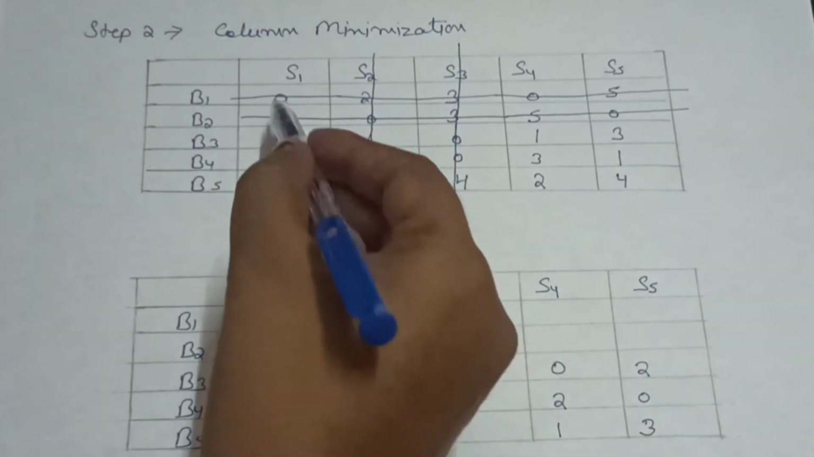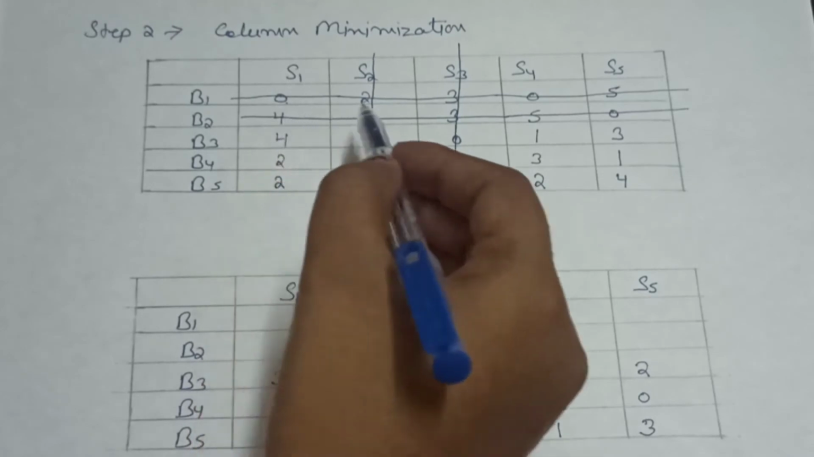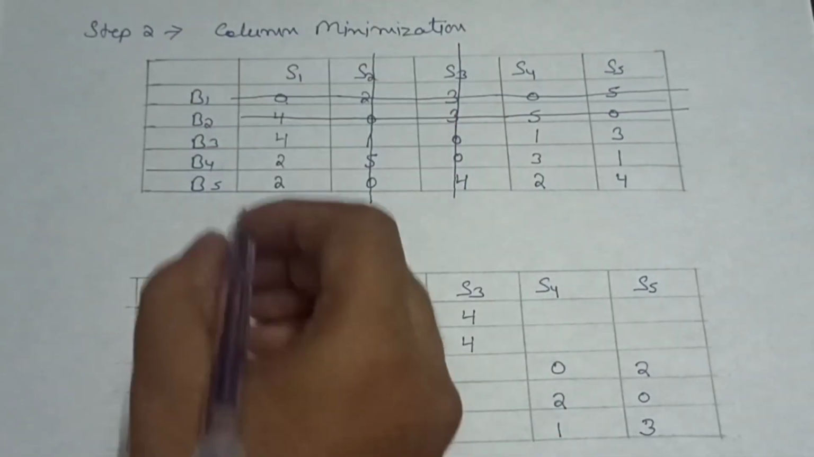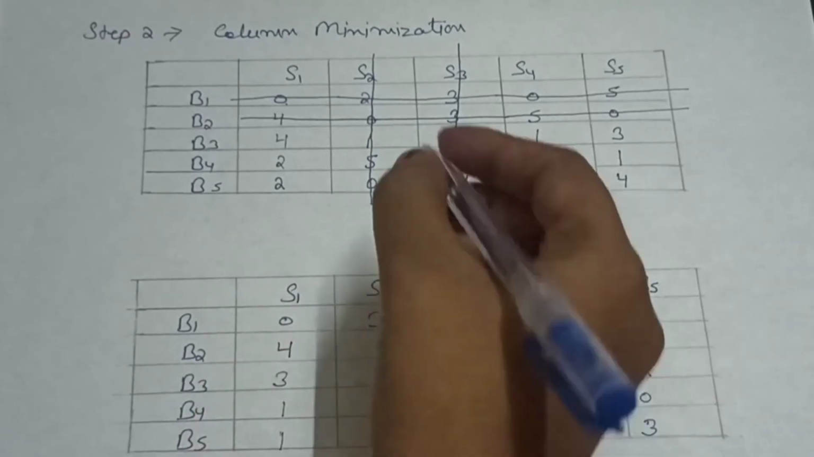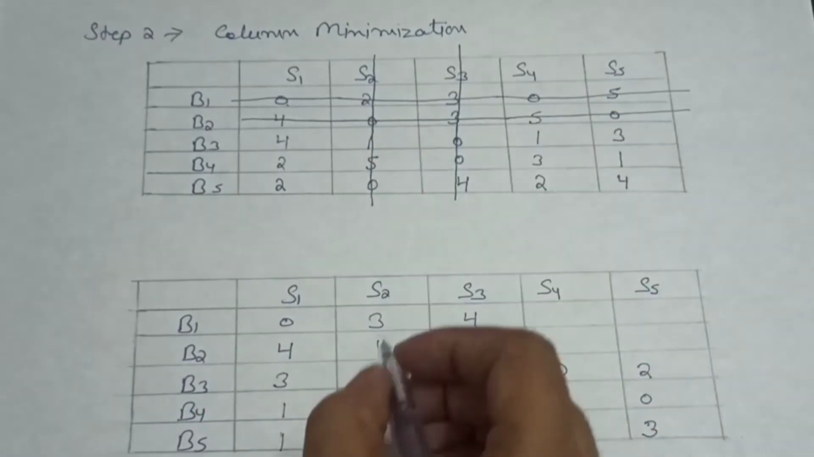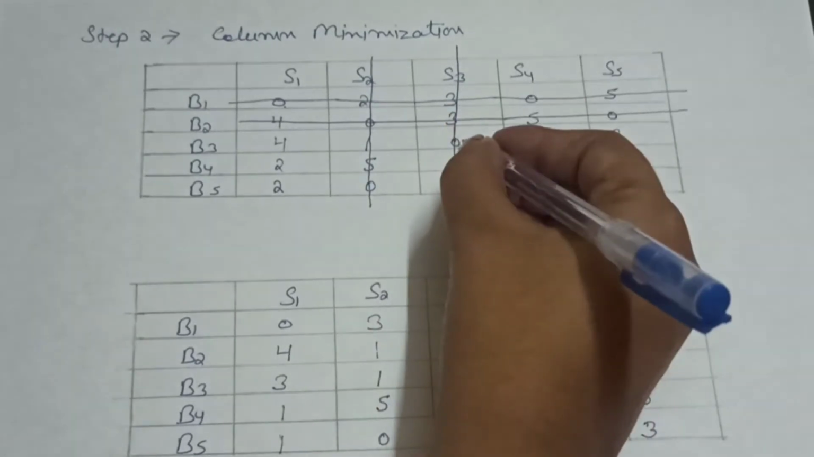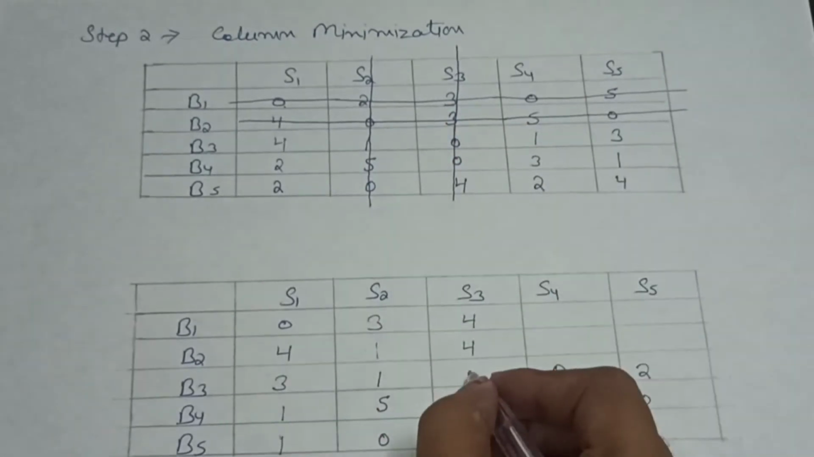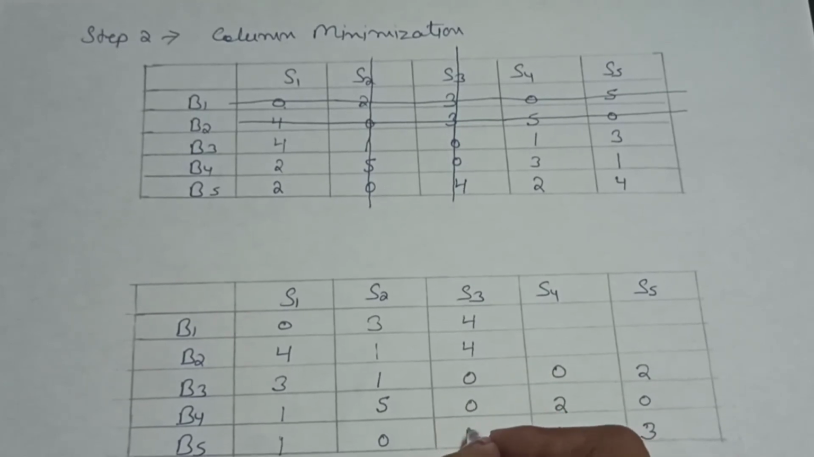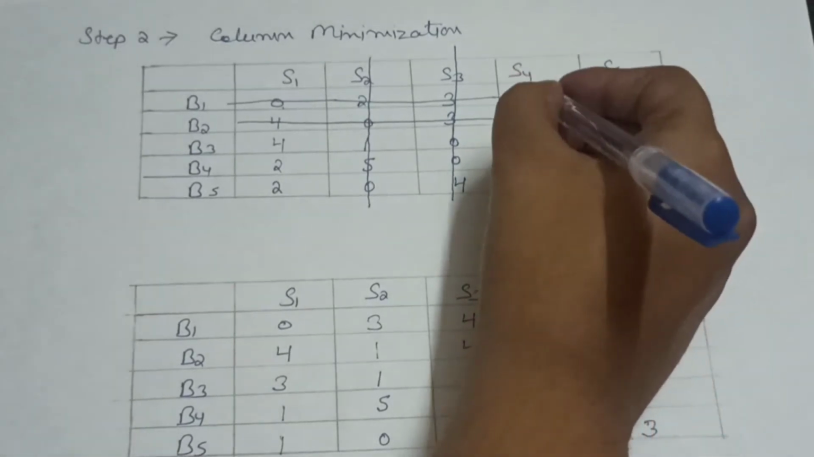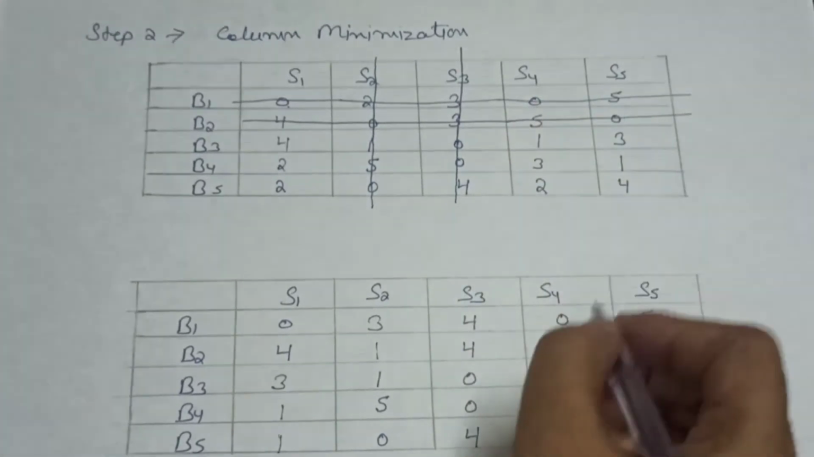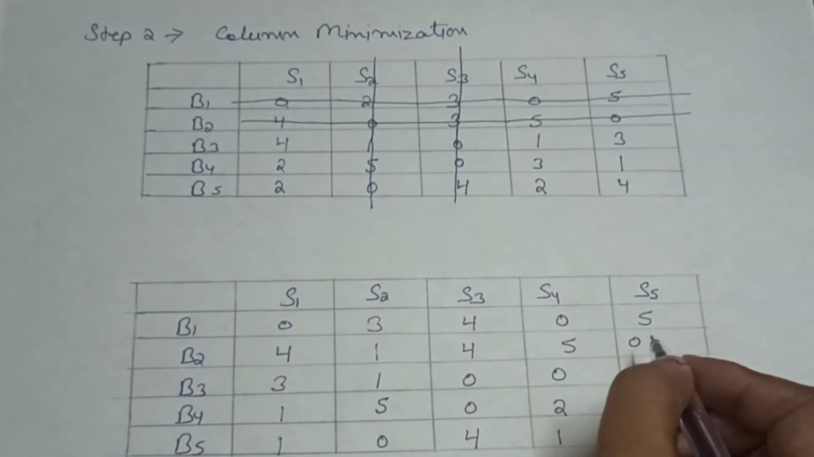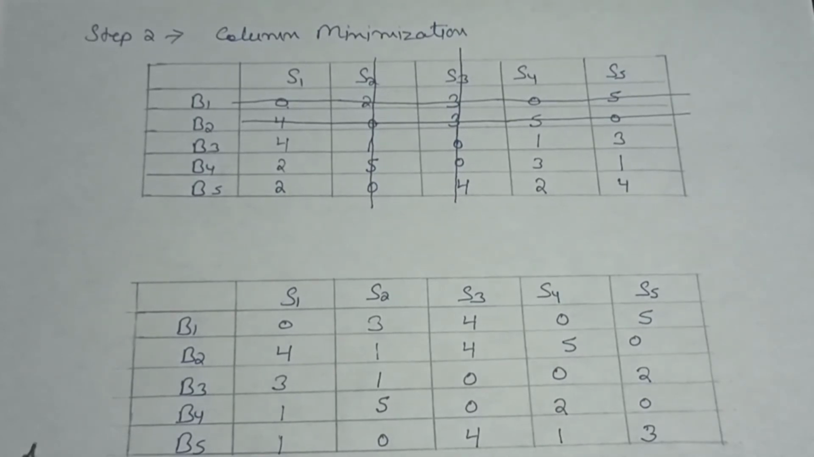Now we have the elements covered by only one line. We will write these elements the same, like this. 0, 4. Here we have 1, 5, 0. Here we have 0, 0, 4. Here we have 0, 5. Here we have 5, 0. So students, this is our new matrix.